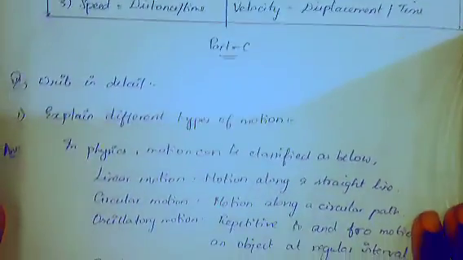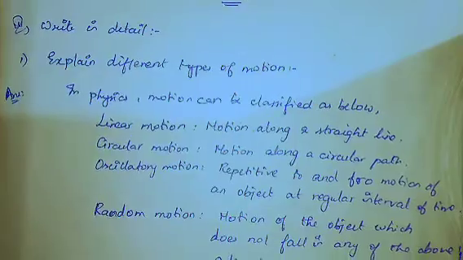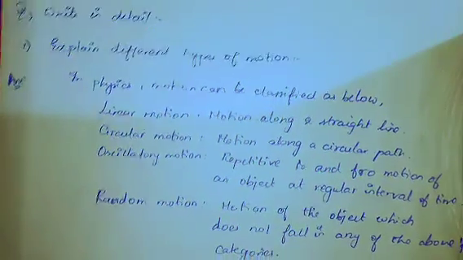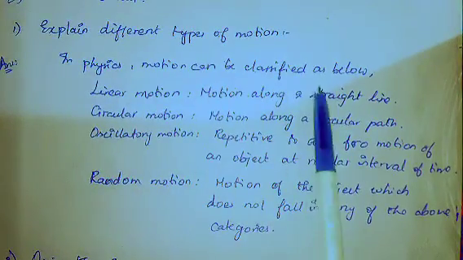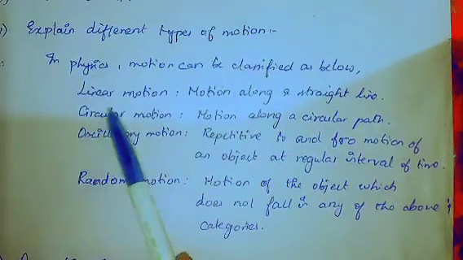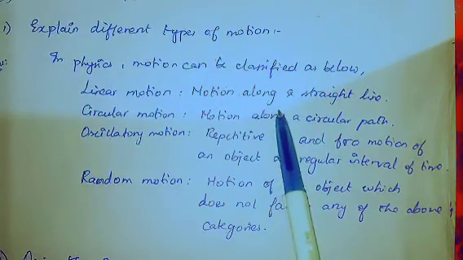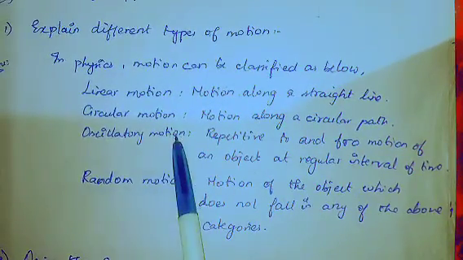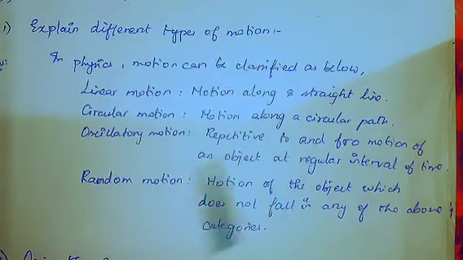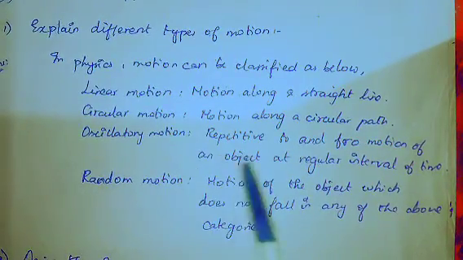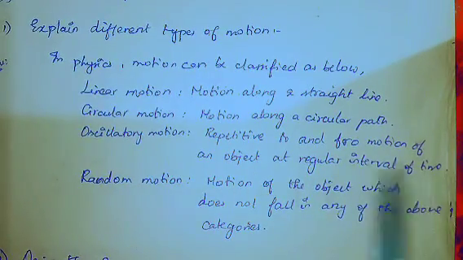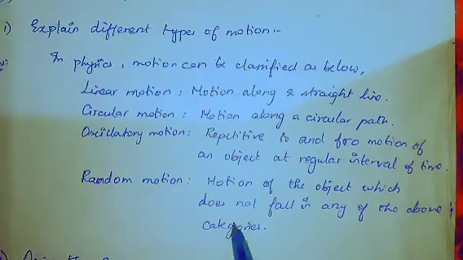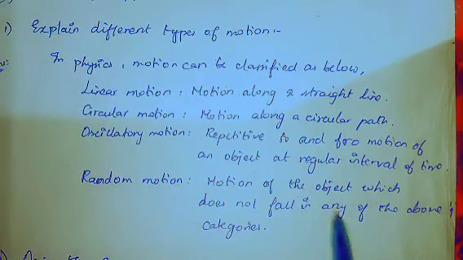Then Part C, write in detail. First one, explain different types of motion. The answer is, in physics, motion can be classified as below: linear motion, motion along a straight line; circular motion, motion along a circular path; oscillatory motion, repetitive to and fro motion of an object at regular interval of time; random motion, motion of the object which does not fall in any of the above categories.